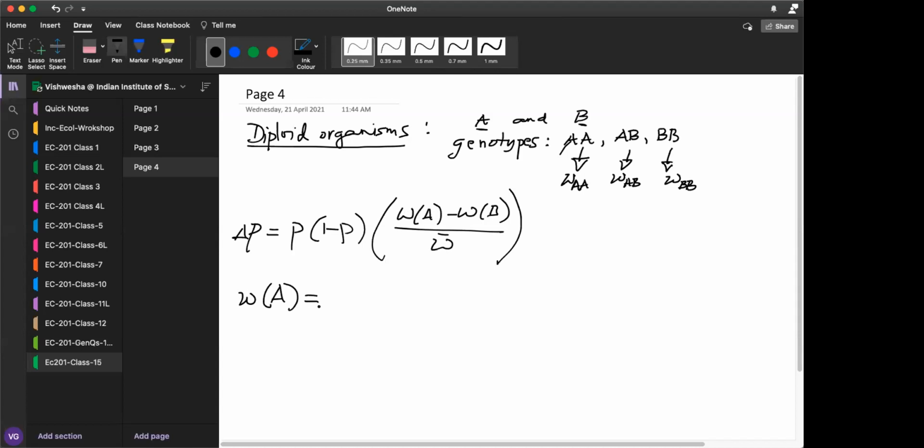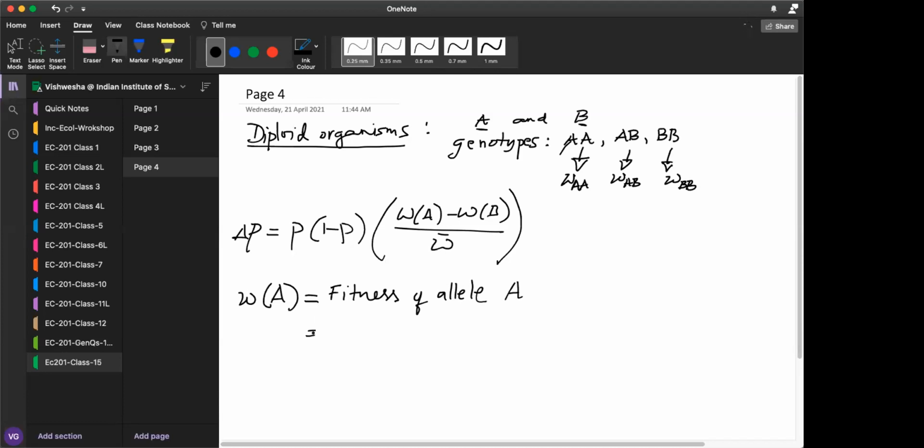Okay, the probability that an allele A, basically omega A is the fitness of allele A, right? Allele A will be fit either when AA reproduces or AB reproduces. Do all of you agree? Right? Allele A will be happy, and it will be fit when either of them reproduce.